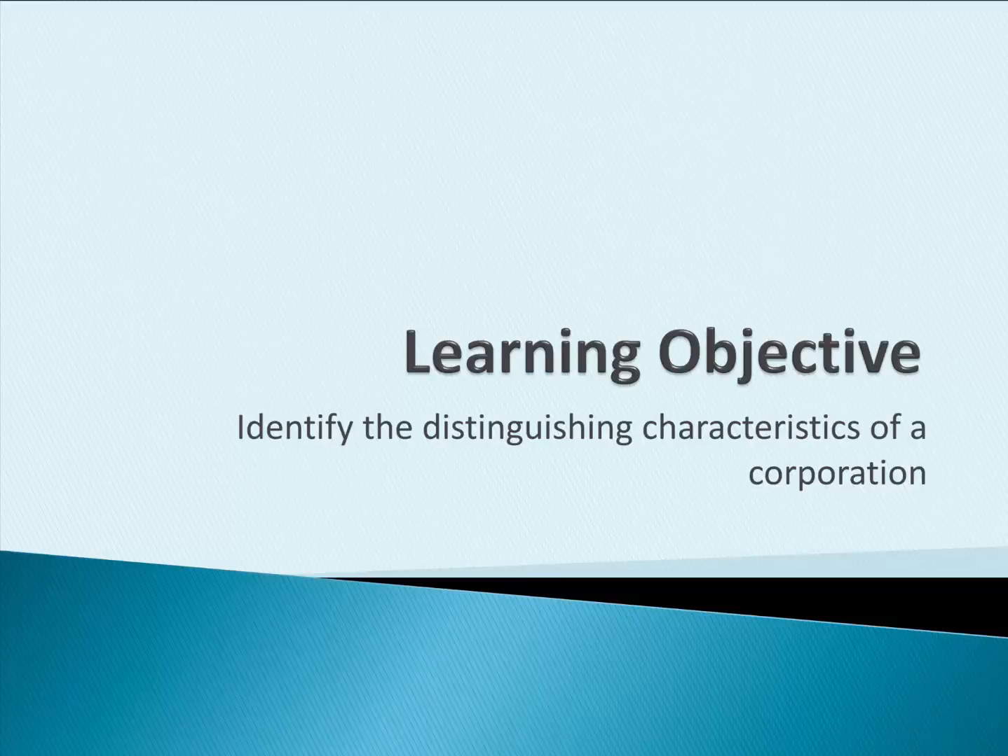The first learning objective is to identify the distinguishing characteristics of a corporation. Before we can do that, we need to talk about abbreviations and definitions.